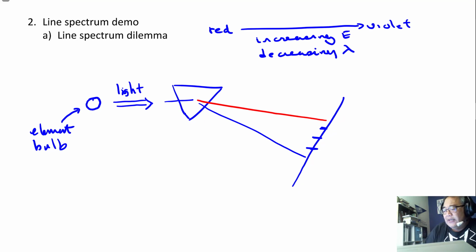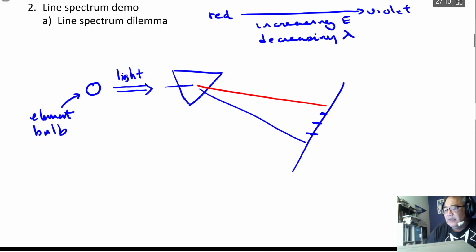So this is what became known as the line spectrum dilemma, because classical physics predicted that it would be all kinds of light that you would see. This is what actually led to the idea of quantum mechanics. And the idea was this: light energy is not continuous, but it's discrete. Discrete means individual wavelengths that we're seeing.